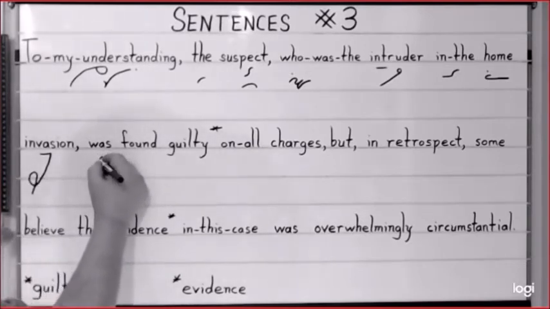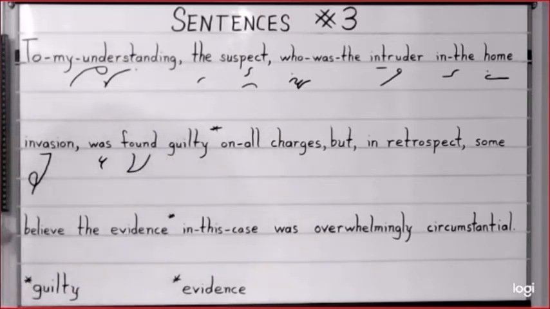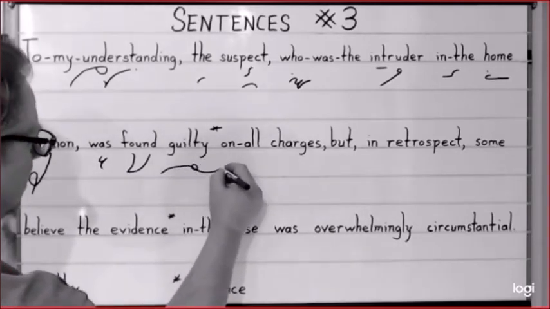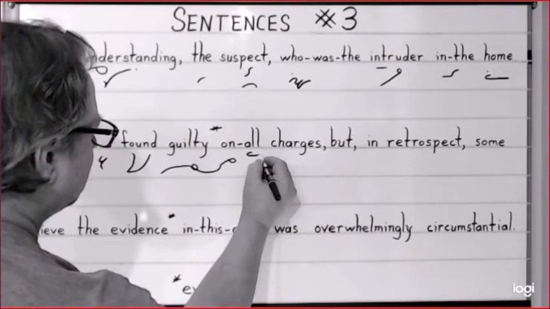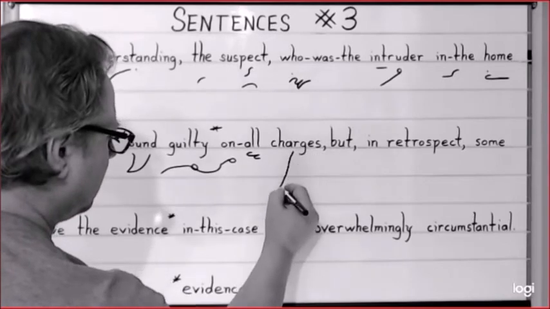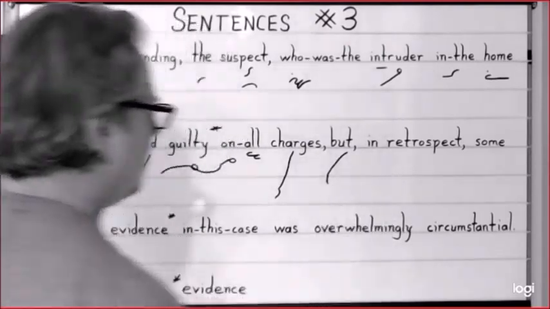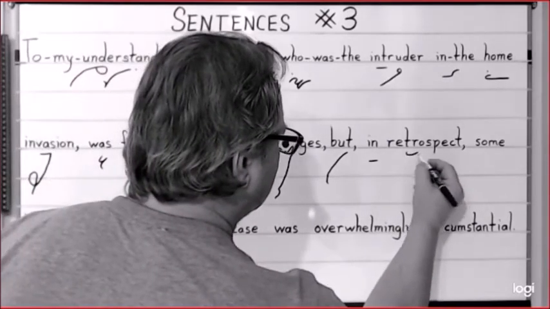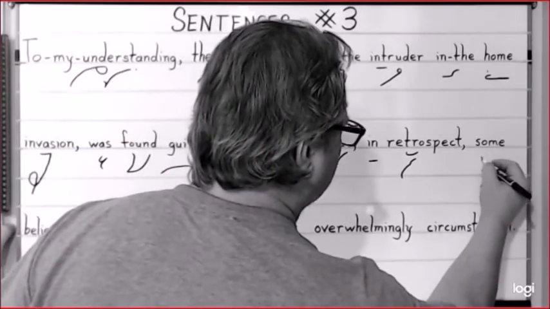Was is O, S. Found is F, and distro. Guilty is G, E, L, T, E. On all is O on its side, N, O on its side again. Charges is the CH and the J together. First an S. Then for but is a B. In is an N. Retrospect is an R. Then an S, P. Sum is S, M.